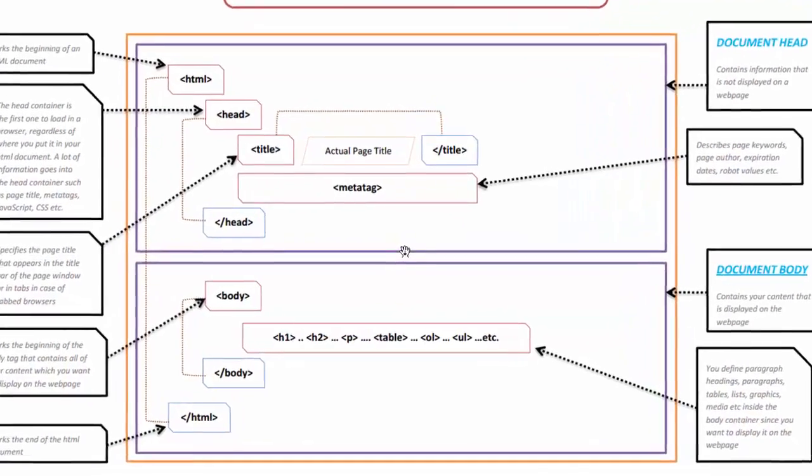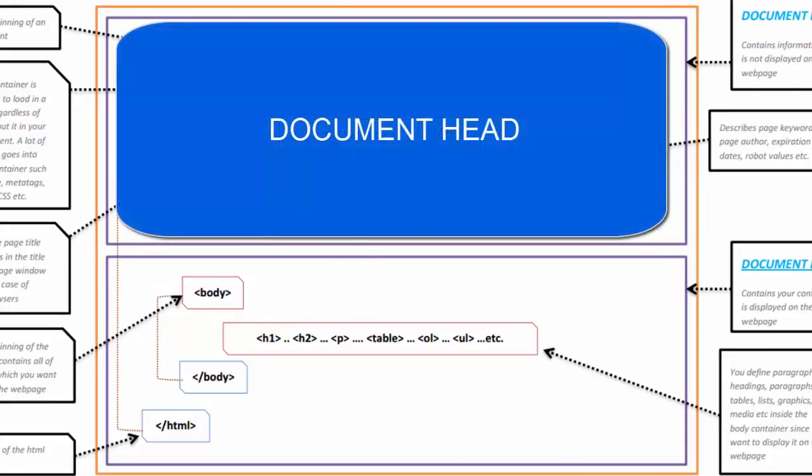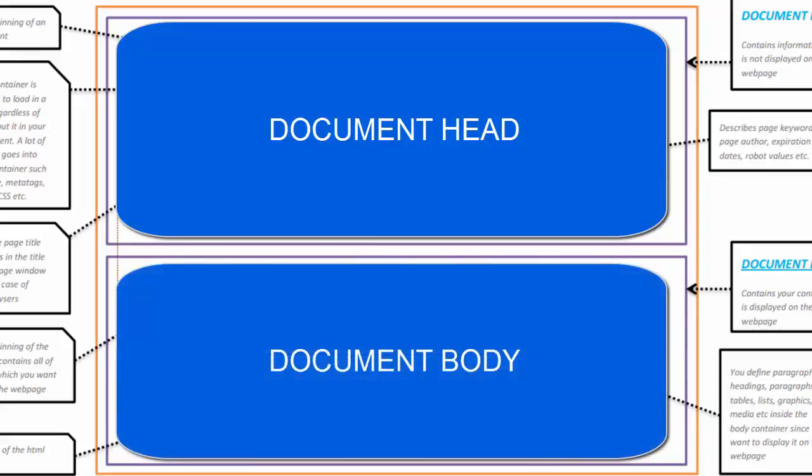Okay, as you can see in this figure, an HTML document is basically divided into two parts. The first one is called the document head, while the second one is called the document body. The document head basically contains information that is never displayed on a web page. On the other hand, the document body contains information that you want to display on your web page.